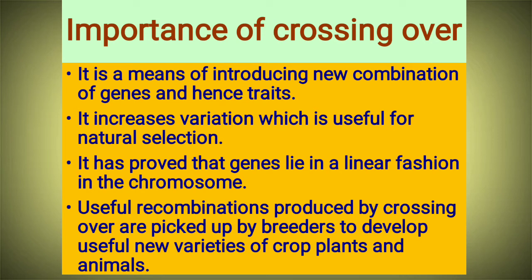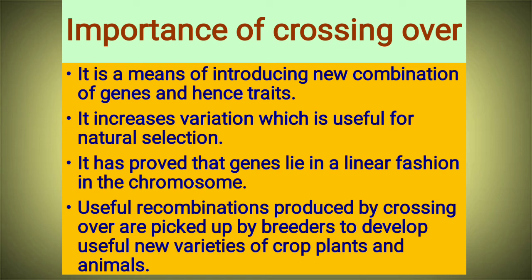Then let's come to the third point, that it has proved that genes lie in a linear fashion in the chromosome. Yes, crossing over has proved that the genes always lie in a linear fashion in the chromosomes. And as discussed earlier, the distance between these genes determines the strength of the linkage. And if the linkage is weak, then there are always chances of crossing over happening.